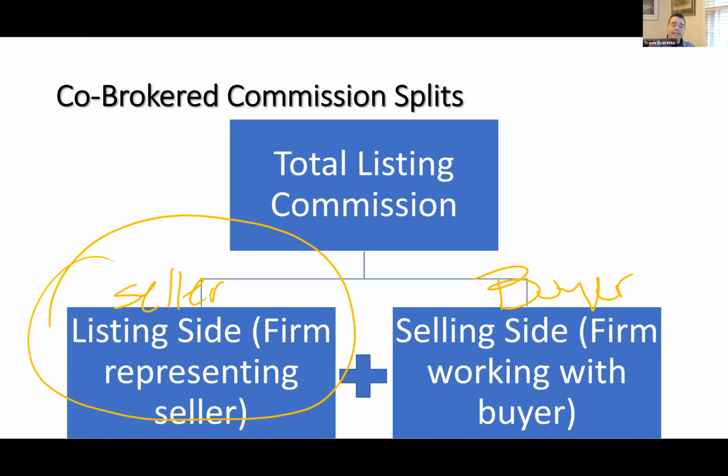So if we are selling the property, we are on the buyer's side. Selling is a buyer activity. Listing is a seller activity. Listing is the activity that the person called the seller does. Selling is the activity that the person called the buyer does.